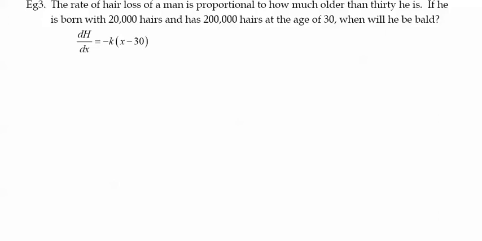Here comes an interesting example. The rate of hair loss of a man is proportional to how much older than 30 he is. If he is born with 20,000 hairs and has 200,000 hairs at the age of 30, when will he be bald? So now you are given the initial value. When he is born, when time equals 0, those are the number of hairs that this person has. And then when he is 30 years old, he has 200,000 hairs. These are the initial values.